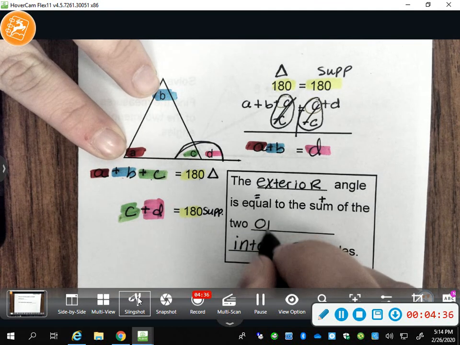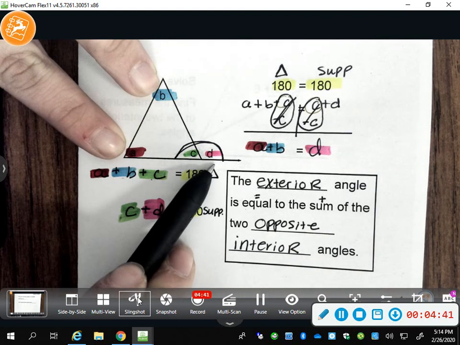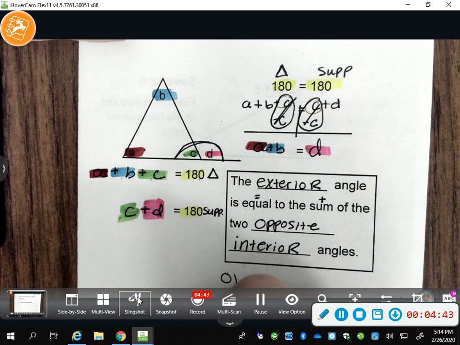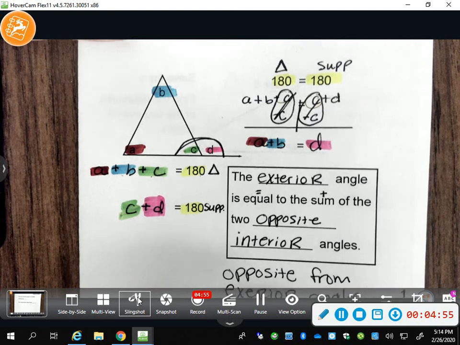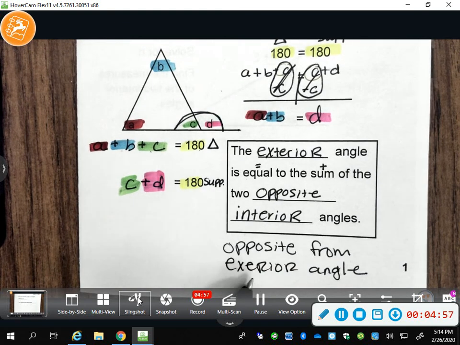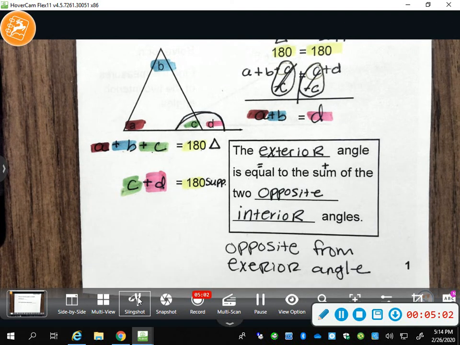We're going to call those opposite. We'll call A and B opposite from the exterior angle. When we say opposite, we just mean it's opposite from the exterior angle. I will get better at that. Now you can see what I've written. Opposite from the exterior angle. We can use this to find things out about angles inside and outside of our triangle now.